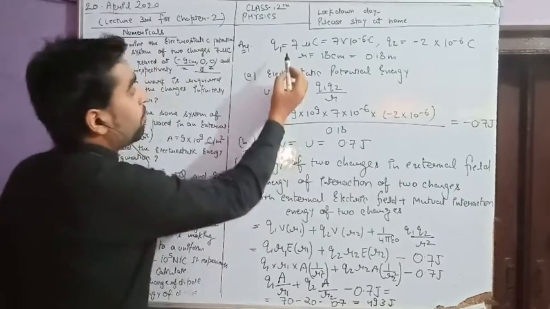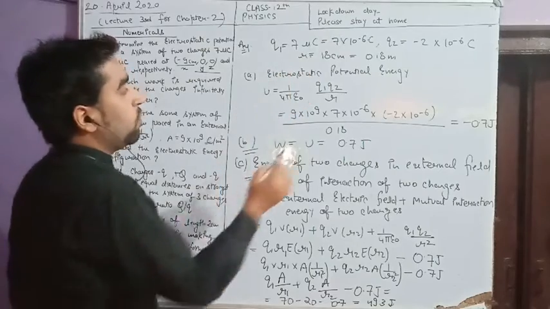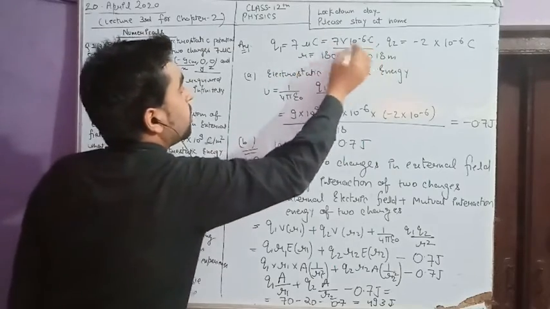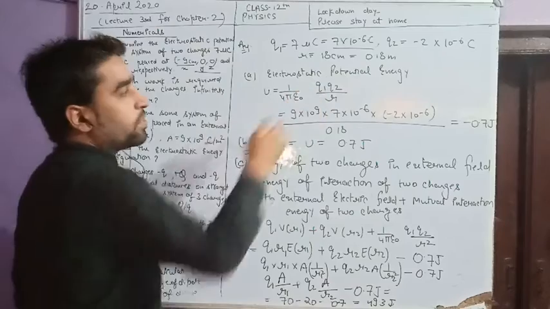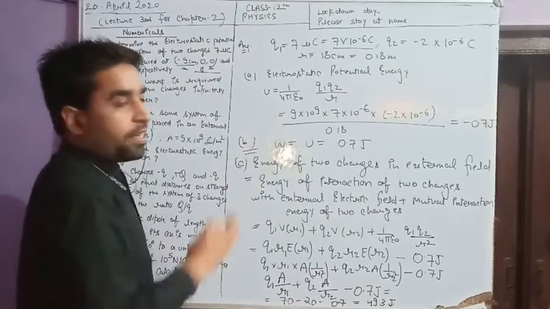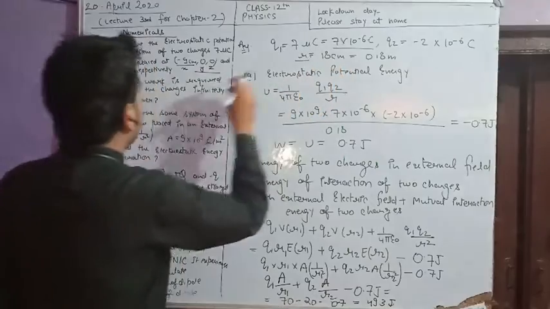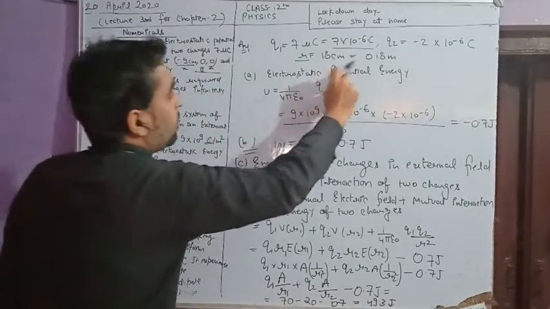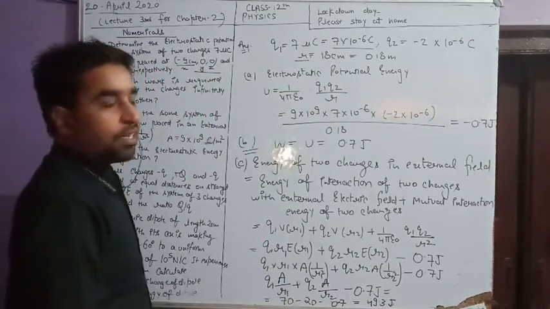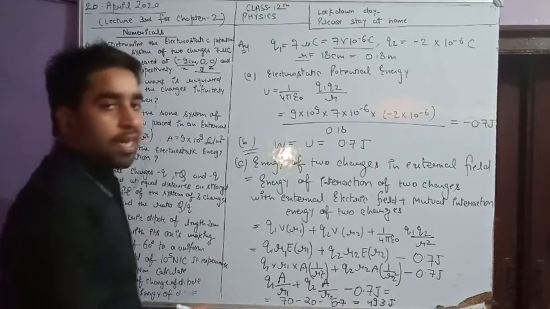So this is what I have written. Q1 is 7 microcoulomb, and micro to coulomb is 10 power minus 6. Q2 is given to us as -2 into 10 power minus 6 coulomb, and already we have calculated the distance, 9 plus 9, 18 centimeter, that is 0.18 meter if we convert into standard unit.